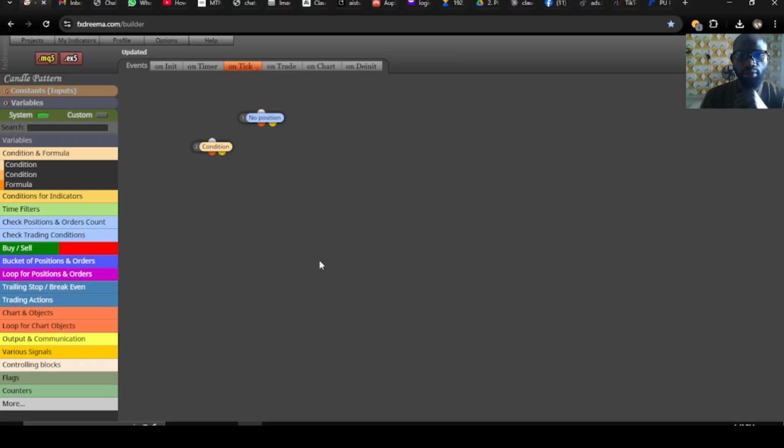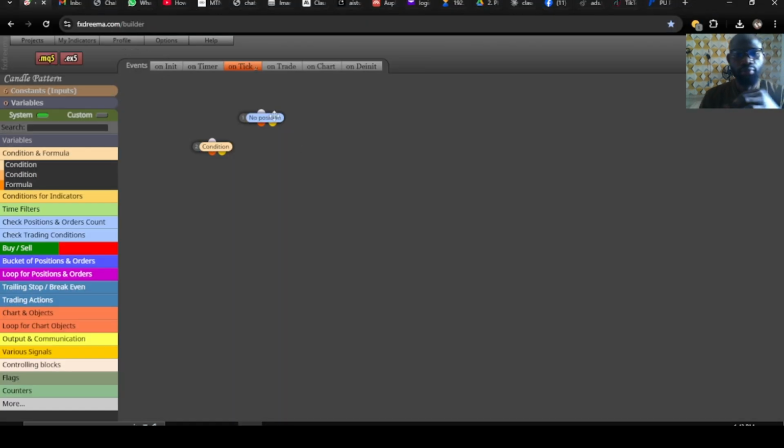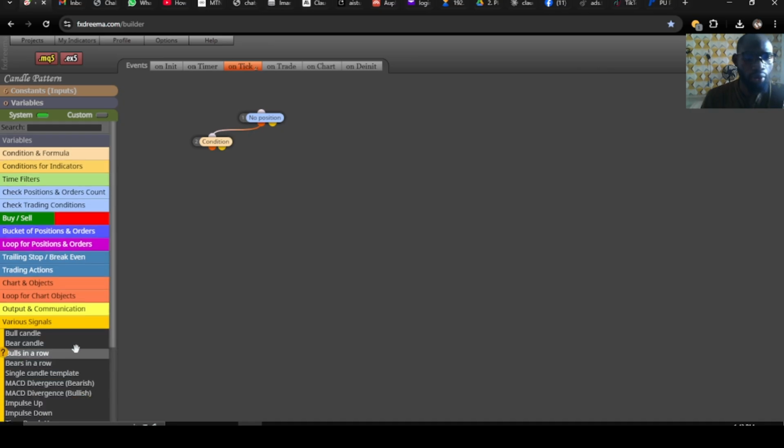Then we update. So what we just did here, we say the close of candle ID 1, which is a bullish candle, is above the open of candle ID 2. So let's proceed. Then we link it together. The next thing we want to do is to bring out our blocks. These are the bullish candle block, and these are the bearish candle block. What these blocks do is identify a candle pattern, either a bullish candle or a bearish candle.